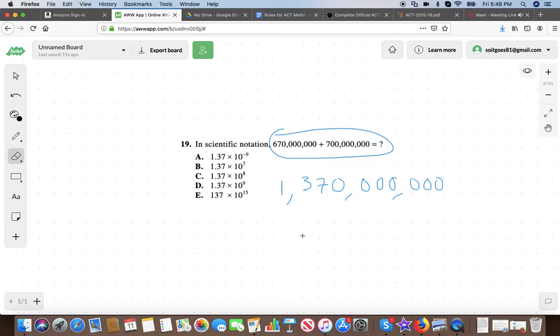This is not difficult. A lot of students are like, oh, what is this? How do I do scientific notation? Don't, you know this stuff. You may not know that you know it, but you know it. Right? It's obviously 1.37 times something.